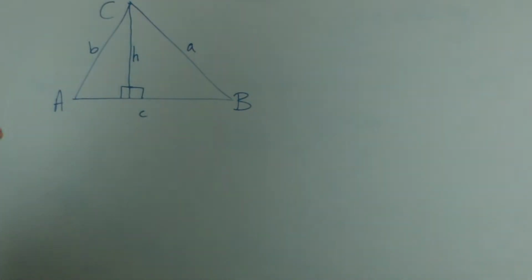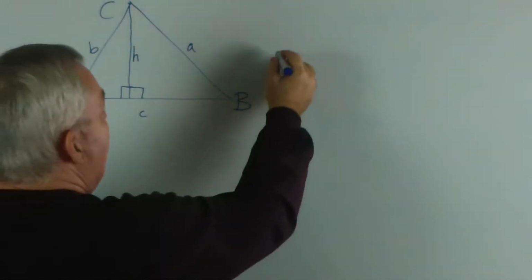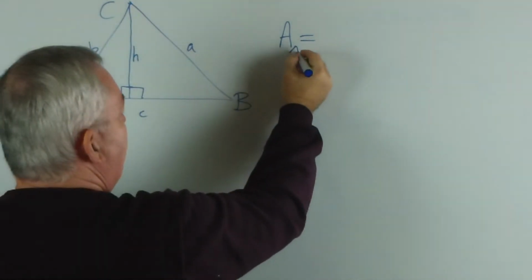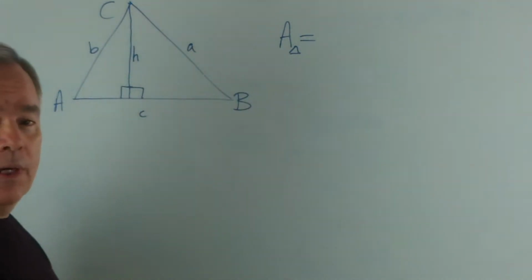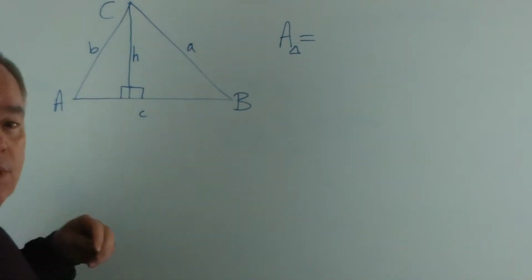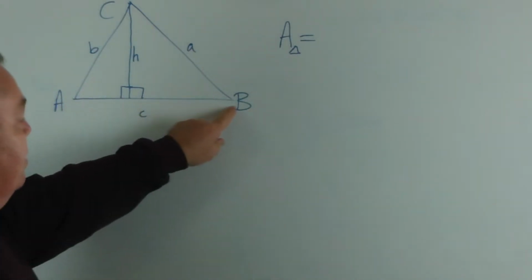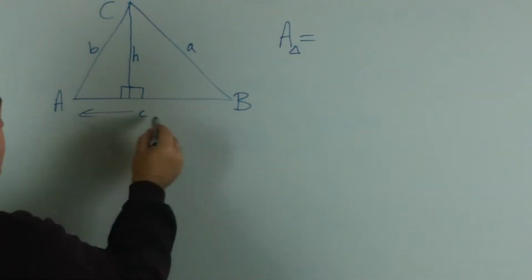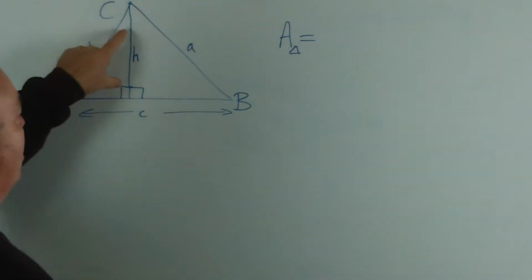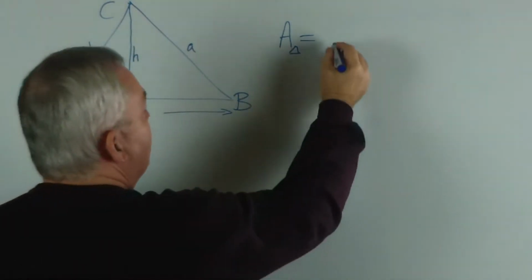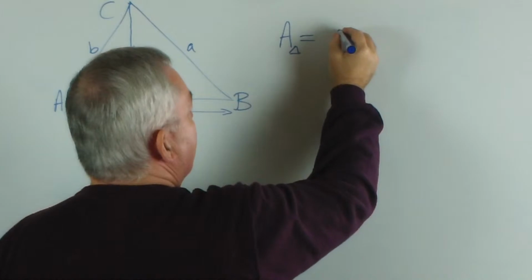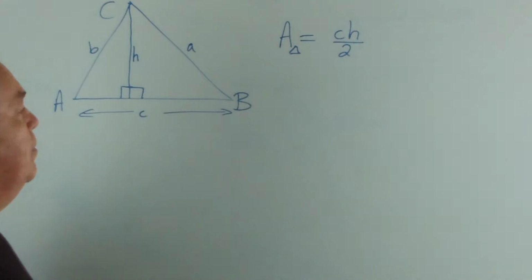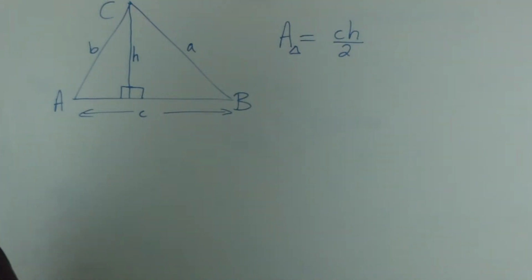Now, we're deriving the area rule, so how do you find the area of the triangle? I'll put a little triangle here. How do you find the area of a triangle? Well, it's half the base times the height. The base is length C. Remember that C is the entire length of this line. And the height is H. So it's half of C times H. That's our area.